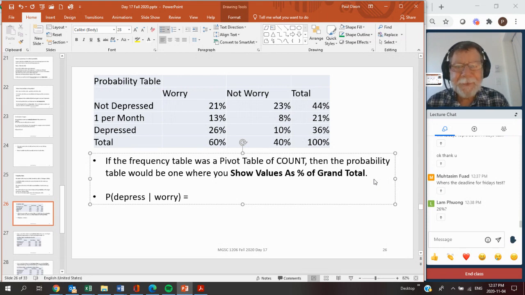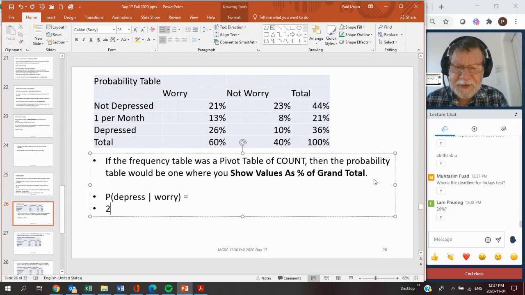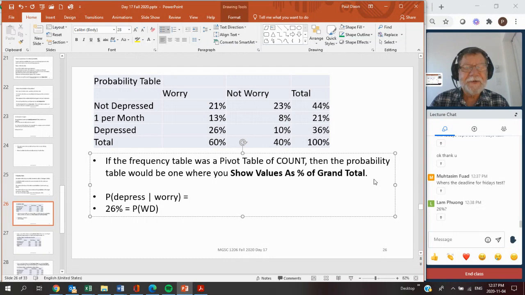Not quite. That you just told me, your 26%, is directly out of the table. That's the probability that you worry and are depressed. Both of those things. Okay? I'm saying that I'm only looking at those people that are worried. What proportion of them are depressed?